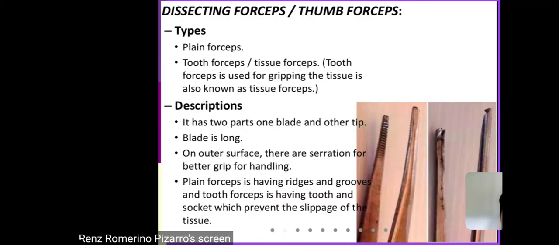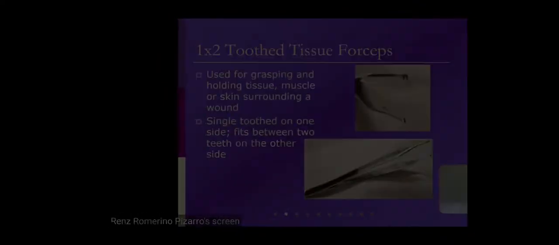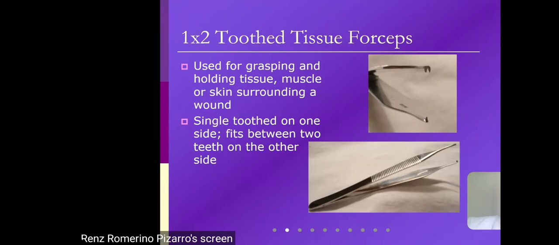Description: it has two parts, one blade and one tip. The blade is long. On the outer surface there are serrations for better grip for handling. Plain forceps has ridges and grooves, and tooth forceps has teeth and sockets which prevent slippage of the tissue. 1 into 2 toothed tissue forceps are used for grasping and holding tissue, muscle, or skin surrounding a wound.